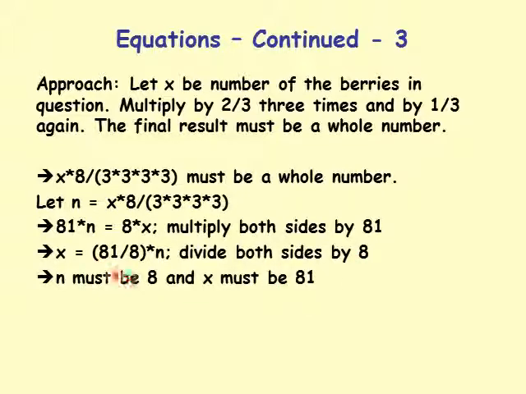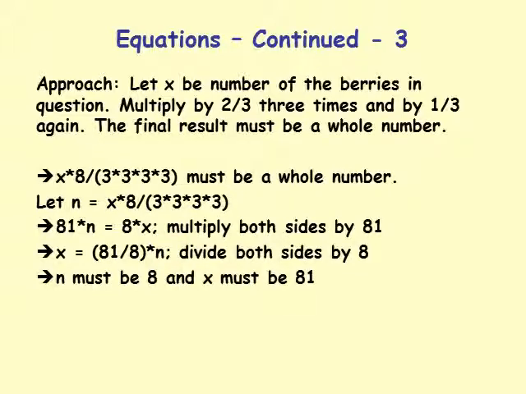Okay. And x is a whole number. For x to be a whole number, n must be a multiple of 8. n divided by 8 must be a whole number. And we're looking for the smallest number for x, so n must be 1. n must be 8.